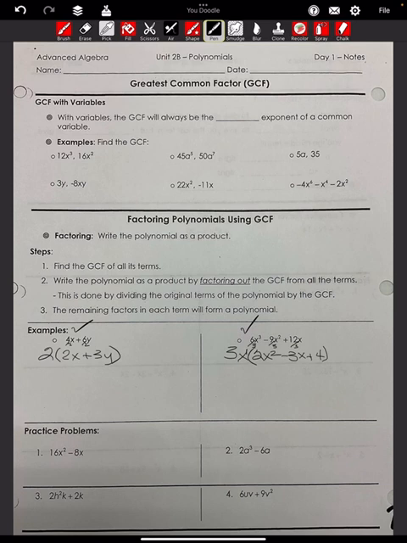So I'm going to do a couple of these practice problems, but I have a Google form for you to complete practice problems on, so I want you to work on those. All right? So we're going to do practice problems 1 and 2. All right? So let's look at 1.